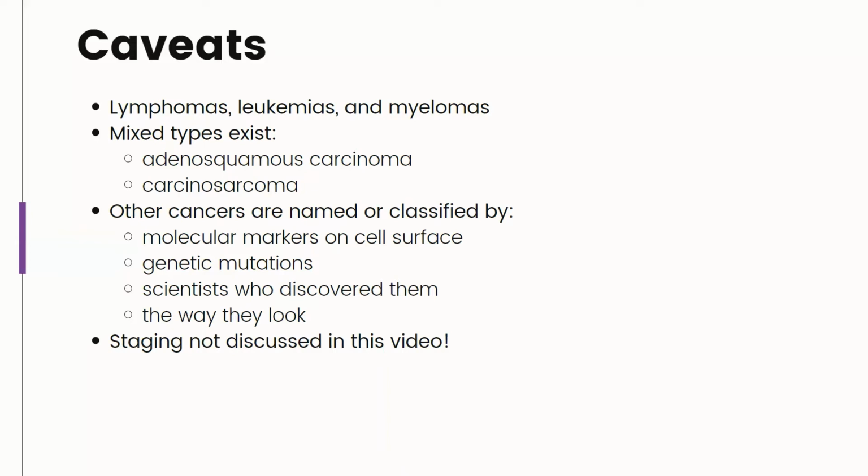Now, other cancers, despite having underlying histological characteristics, aren't commonly referred to in that way. It could just be named after the scientist who discovered it, or maybe it looked a certain way under a microscope, so they named it that way. And then finally, I think most importantly, we didn't discuss anything about staging, which is one of the most important things to know about a cancer.